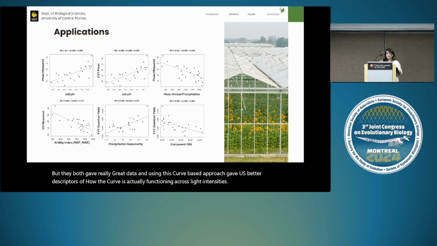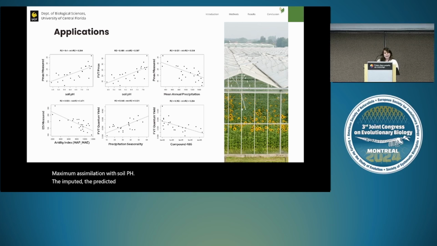We found some really interesting correlations between environmental traits and physiological traits from the values we extracted in this data set. And I just want to touch on some of them briefly. Ultimately, I think for many of the traits, we found better correlations with our evolutionarily predicted traits. You can see in the first two graphs, maximum assimilation with soil pH. The predicted value had just slightly better correlations; it just narrowed the noise, reduced the variation in the distribution of those correlations.